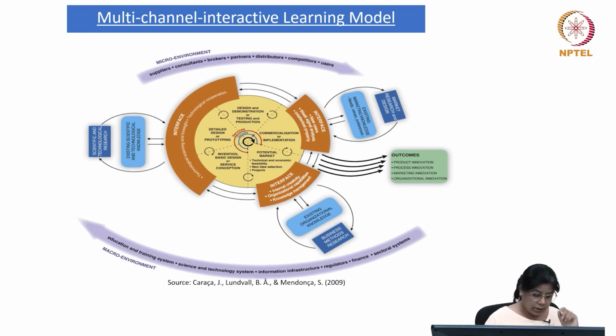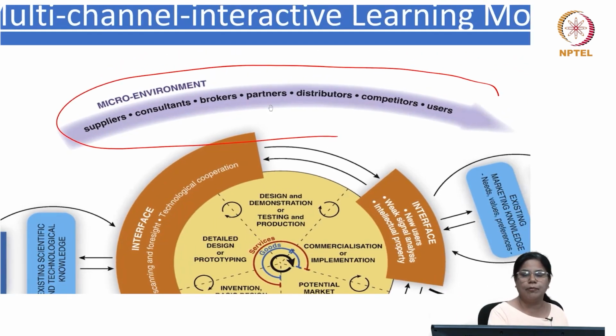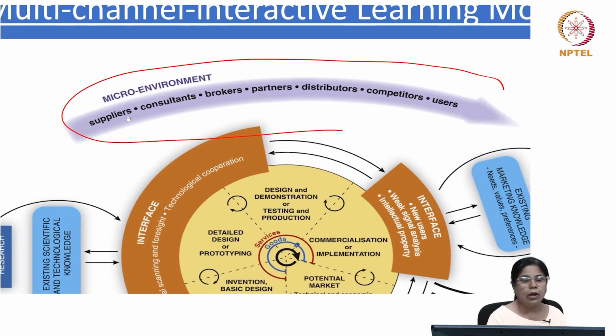And there is a near environment, you can say the actors or the organizations which will affect the innovation process. If you look at the top one, that refers to the microenvironment. The microenvironment is the environment with which the firm has immediate interaction, right? So it could be their suppliers, the suppliers of raw material or other intermediate components. It could be the consultants, brokers, partners, distributors, competitors, and users. So clearly this entails a microenvironment. Why is it being referred to as a microenvironment? Because it is the immediate neighborhood in which a firm interacts, right?